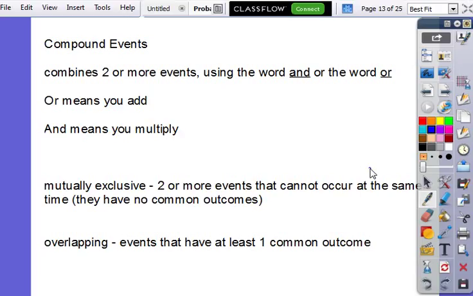Overlapping has at least one common outcome. So if I was doing the dice, where we rolled the two dice and added them up, if I said, what's the probability of getting 10 or a number bigger than 7? Can those two things happen at the same time? A 10 or a number bigger than 7? Yeah, because 10 is bigger than 7. So I could roll an 8 or 10 or 9 or anything. It could happen twice. Does that make sense? Mutually exclusive cannot happen at the same time. Overlapping, they can happen at least one time the same way.